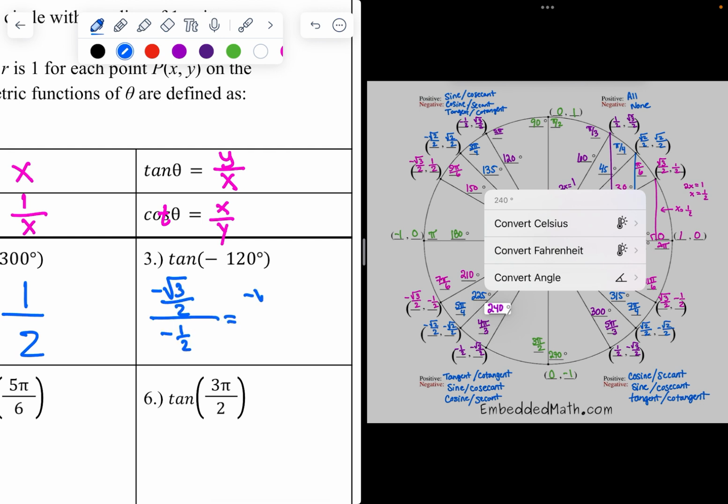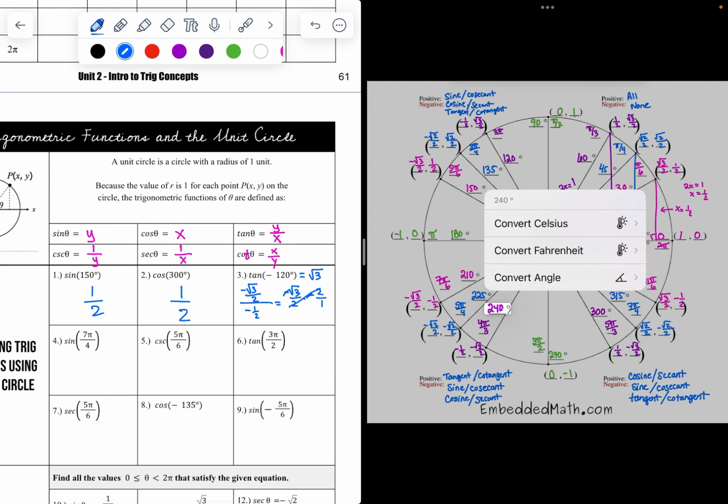But remember, we never divide when fractions are involved. Instead, we multiply by the reciprocal. And so these 2's are going to divide out, the negatives are going to divide out, and so you just have square root of 3 over 1, or just square root of 3. Because remember, tangent is always sine over cosine, because it's the opposite side over the adjacent side. And sine is the y value, cosine is the x value.